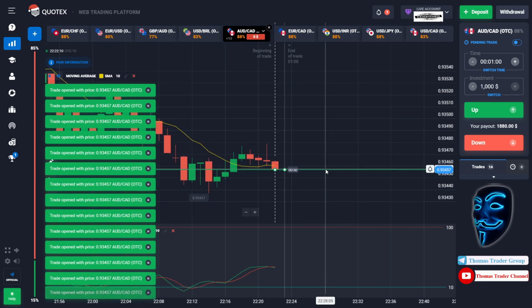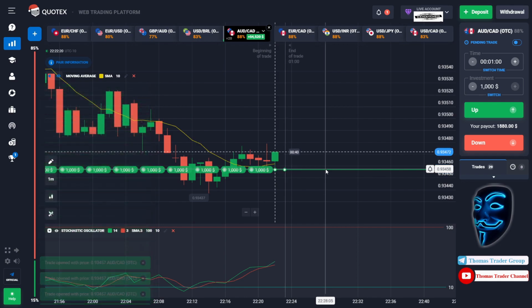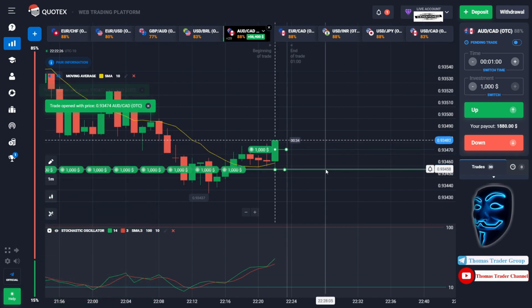I'm sure that the market will still continue the bullish trend, and it will make a rebound when it touches the moving average line. Let's prove it and let's wait till the end of our trade.